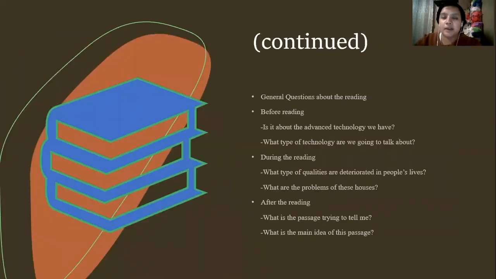On the next one, I put during the reading, which is what type of qualities are deteriorated in people's lives and what are the problems of these houses. I came up with these questions while I was reading this passage. And after the reading, I came up with what is the passage trying to tell me? What is the main idea of this passage?